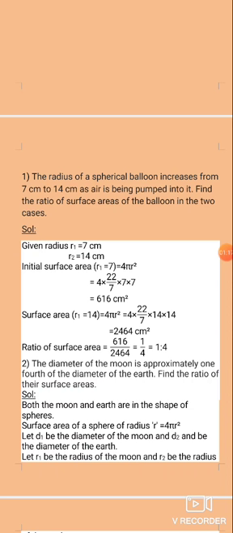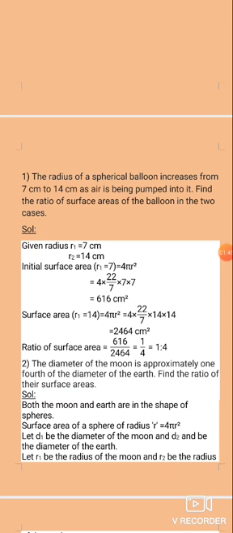Now, the second case, the radius is what? 14 cm. So, 4 pi r square is equal to 4 into 22 by 7 into 14 into 14, the product is 2464. Now, the ratio of the surface areas we need to find out. So, 616 by 2464, which in the lowest form is 1 by 4. So, the ratio is 1:4.